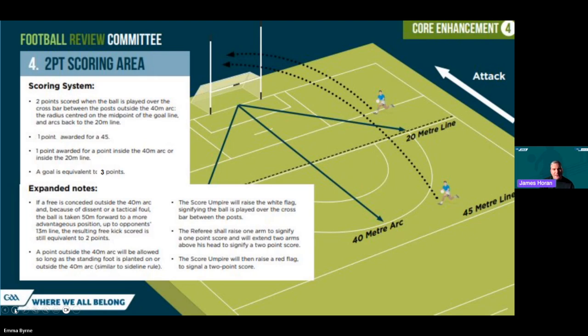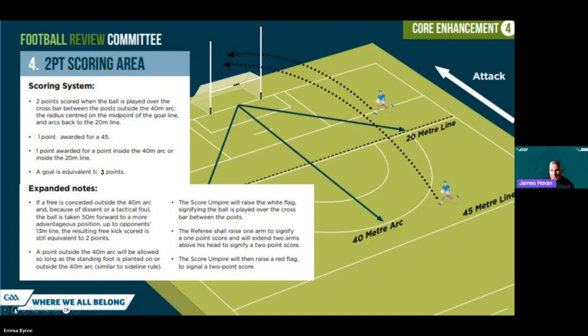And if a free is conceded, again, outside the 40-meter, there's a 50-meter penalty, as we discussed earlier, if that's brought forward, and again, you saw this in the Interpros, I think, with Killian Spillane, where the free was brought forward inside the arc, and that would have been a 1 point.